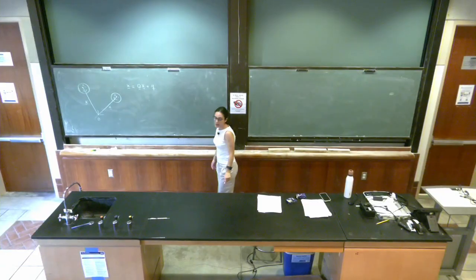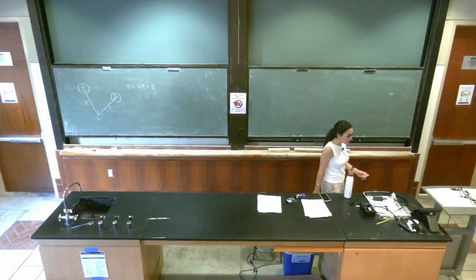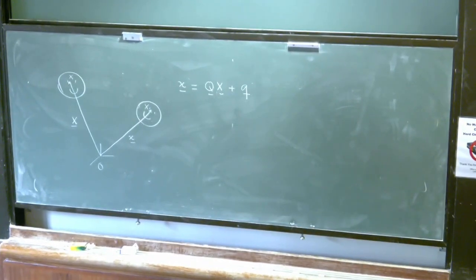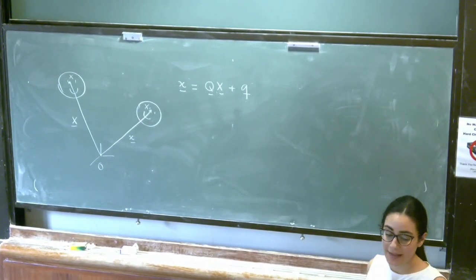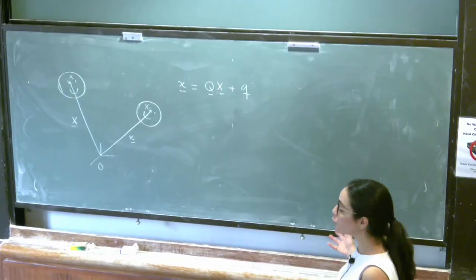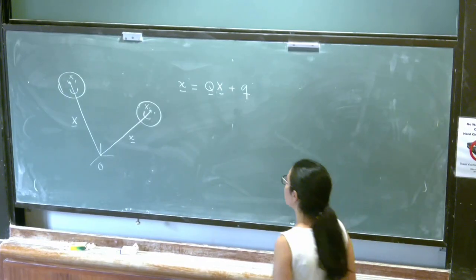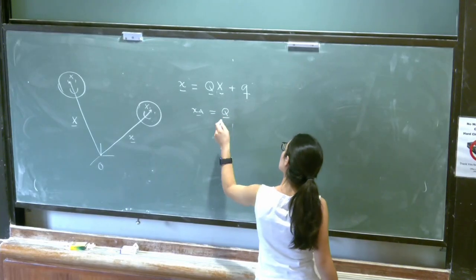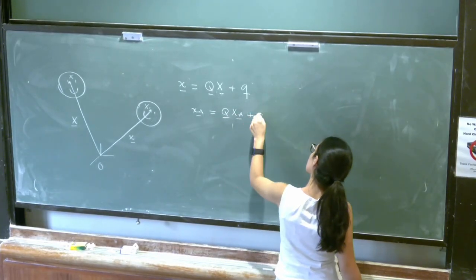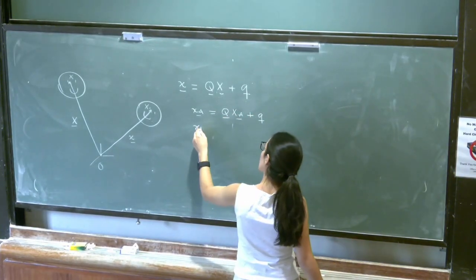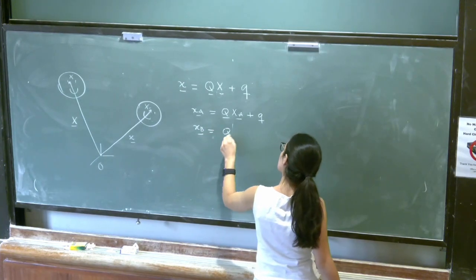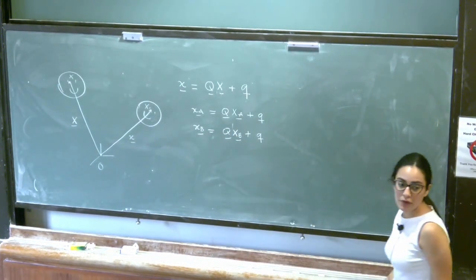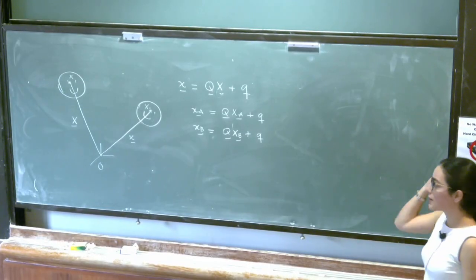So big Q is the rotation tensor and small q is the translation vector. So if I have 2 points on a rigid body, I can write that XA is equal to Q XA plus q, and XB is equal to Q XB plus q, right? So if A and B are 2 material points on the same rigid body.